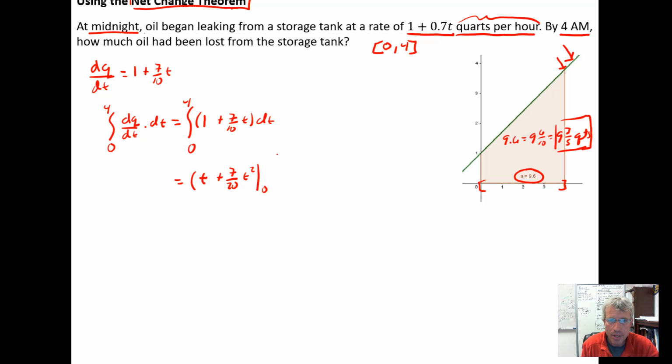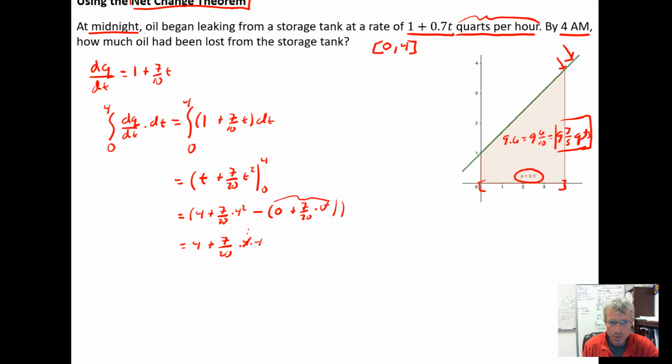And we're integrating over the time interval from 0 to 4. So the fundamental theorem of calculus says find that antiderivative, then plug in your upper bound of integration everywhere you see your time variable, minus plug in your lower bound of integration, which we don't really need to do in this case because plugging in a 0 is going to zero out each of those terms. So this term here zeroes out, so I'm really left with 4 plus 7 over 20 times 4 squared, which is 4 times 4.